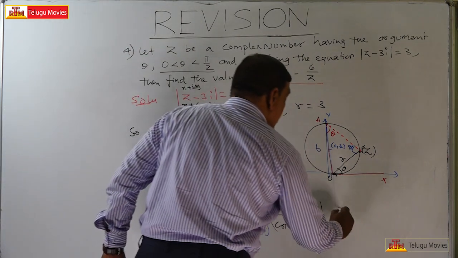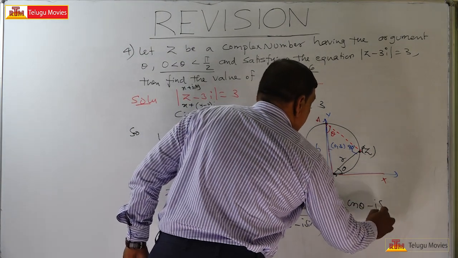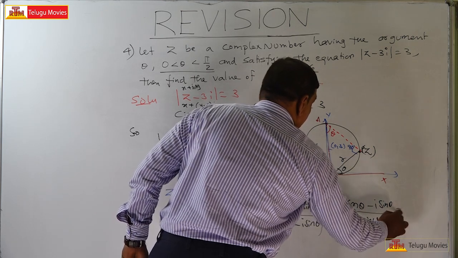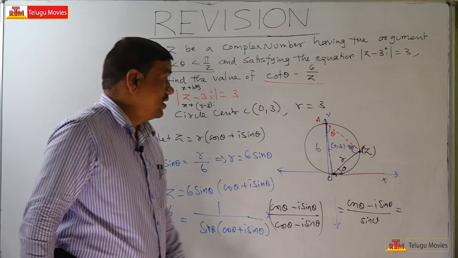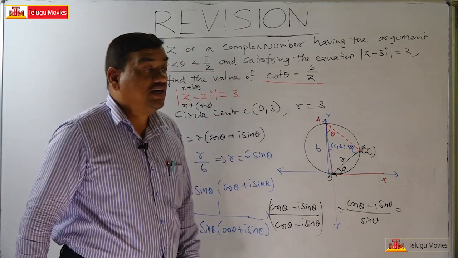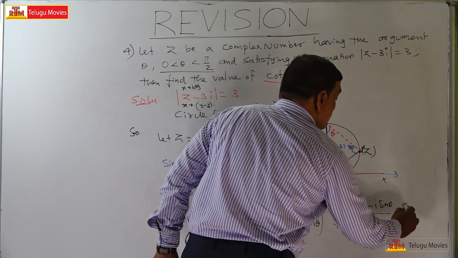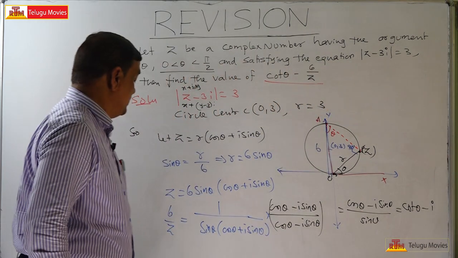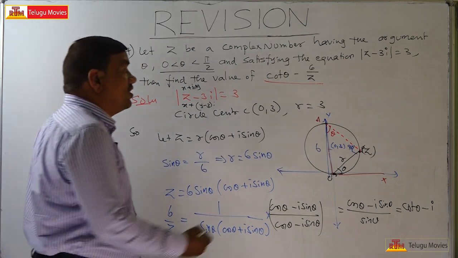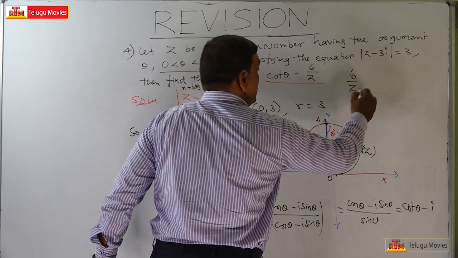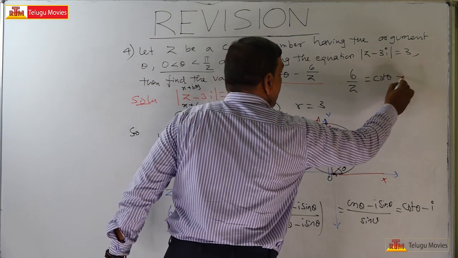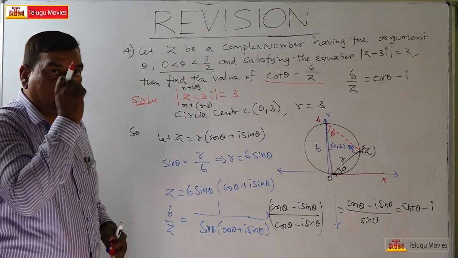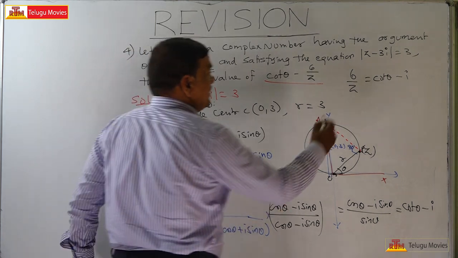So here you will get (cos theta minus i sin theta) by sin theta. Now cos theta by sin theta is cot theta, minus i, because sin theta cancels. So ultimately what we got? 6 by z is equal to cot theta minus i. Take 6 by z to the right hand side, minus i to the left hand side.